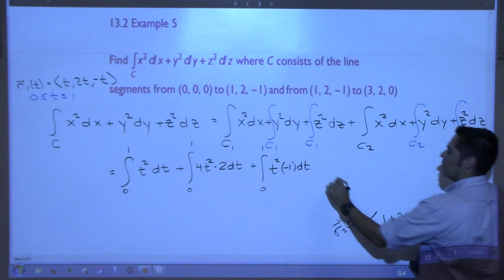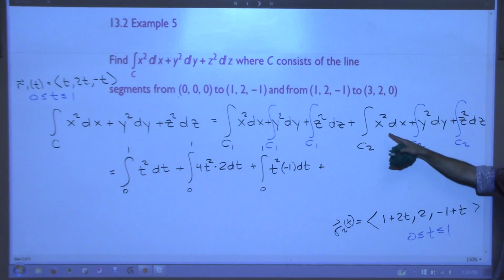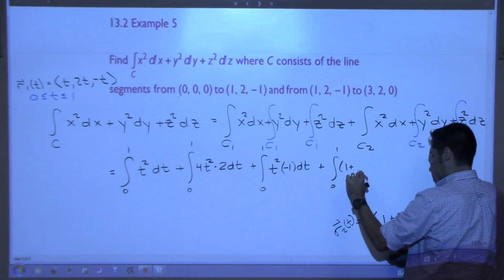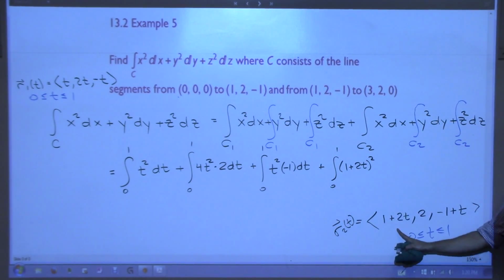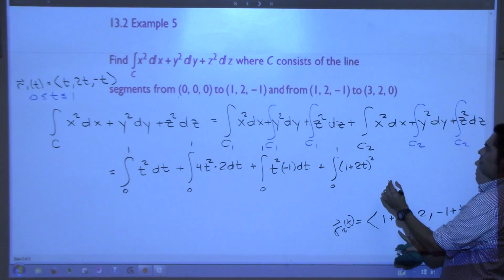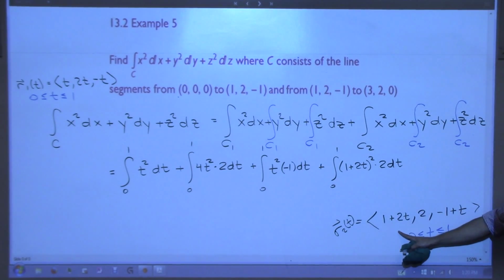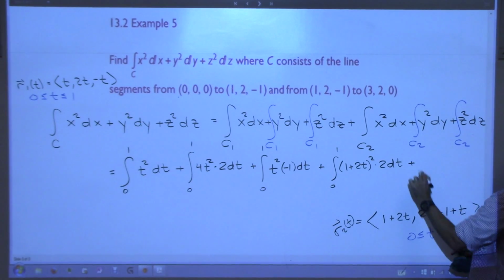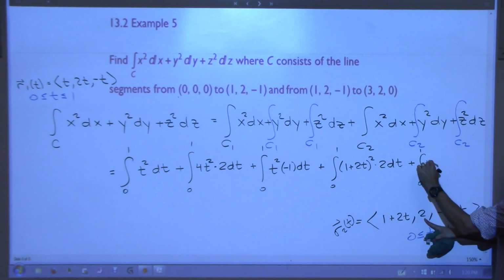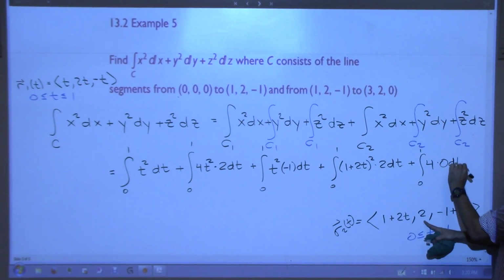Plus, we keep going. Now we're looking over C2. So I'm looking at this one. X squared is 1 plus 2t squared. Dx, what's the derivative of this with respect to t? 2dt. Plus this integral, 0 to 1 again, y squared, which is just this. What's the derivative of that? 0, because it's a constant. 0 dt. So that integral is not going to contribute at all.